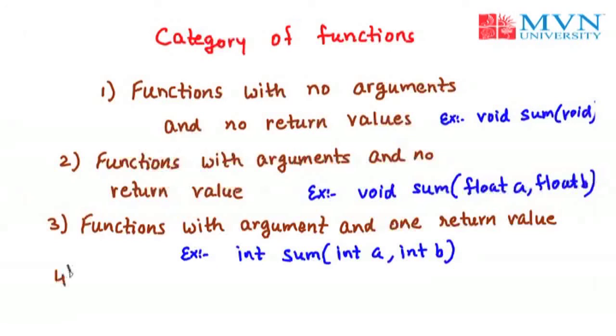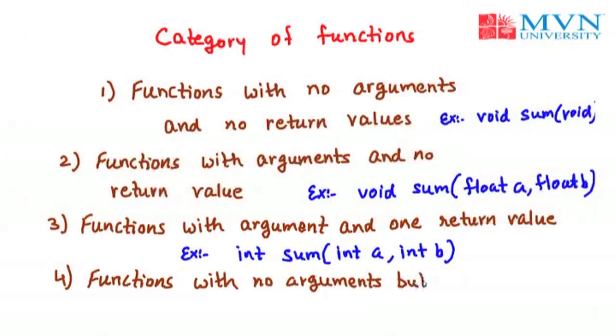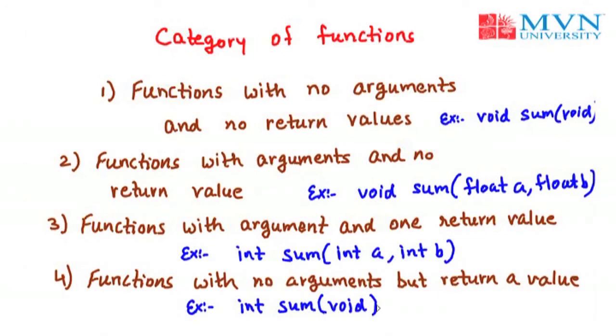The last category is functions with no argument but return a value. Int is the return value, sum is the name of the function, and it contains no arguments. That's why we can use the void keyword here. So these four are the categories of the functions.